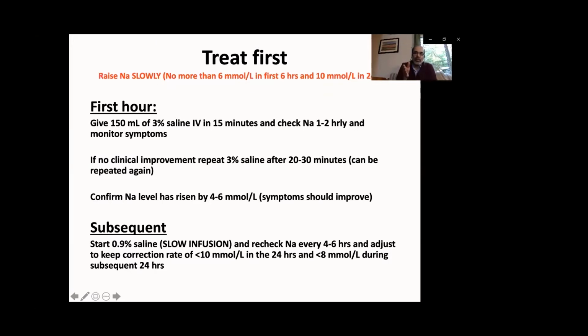As soon as the patient has increased the sodium level by 4 to 5 or 4 to 6 millimole per liter and their symptoms begin to improve, we stop hypertonic saline, we put the patient on normal saline on a very slow infusion just to keep the IV line open, and then we check sodium frequently, and based on that we adjust to keep the correction rate to less than 10 millimole per liter over 24 hours. And then, the correction from there onward should be very, very slow.